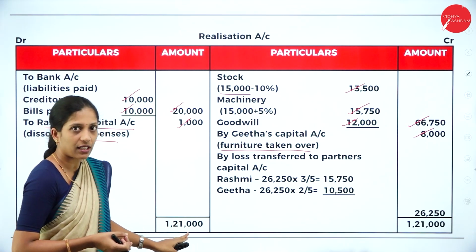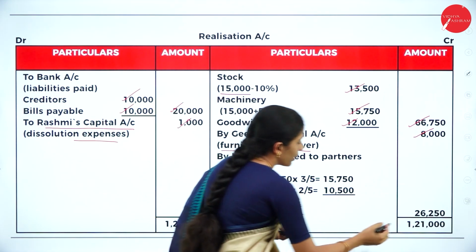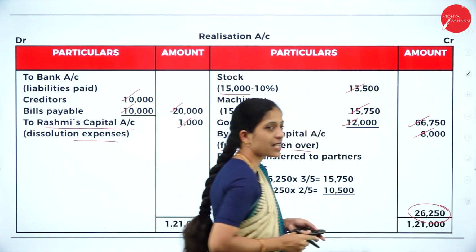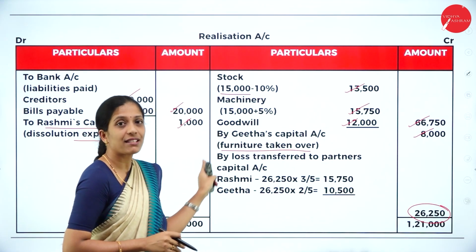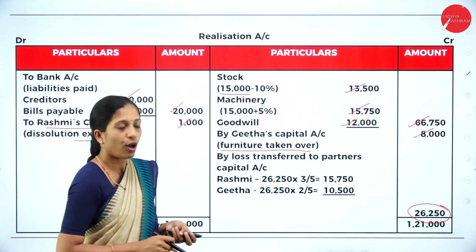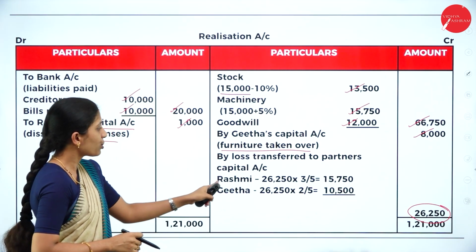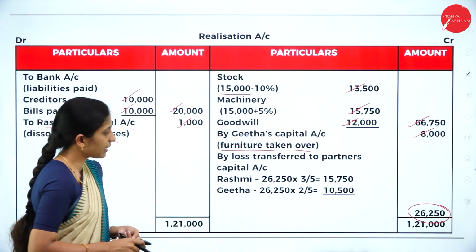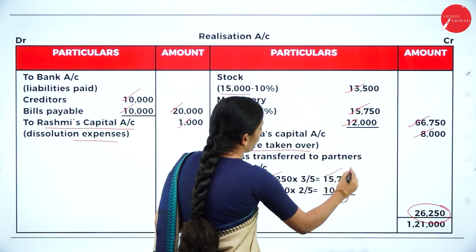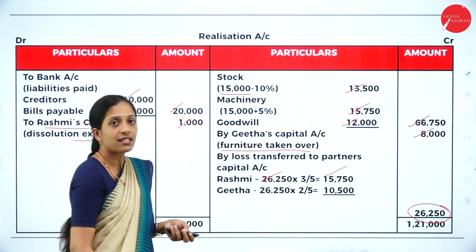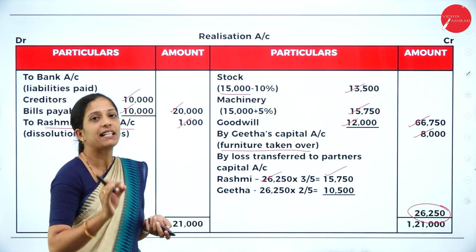It is 1,21,000. On the credit side, it is less. So, deduct that amount so that you will get a balancing figure of 26,250. So, what is your balancing figure? Now, your debit side is more than credit side, it is loss. So, where do you transfer? By loss transfer to partners capital account. So, who are the partners? Rashmi and Geeta. So, 26,250 into 3 by 5, you will get 15,750 and next is 10,500. So, this is about your realization account, which is a bit lengthy.